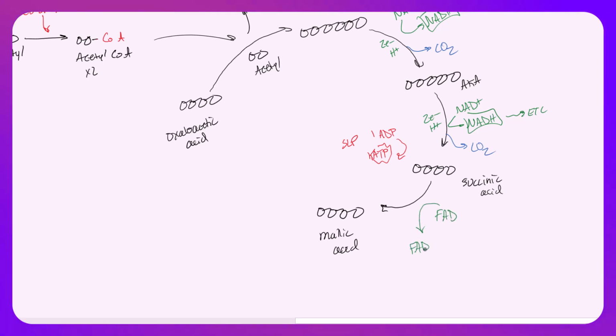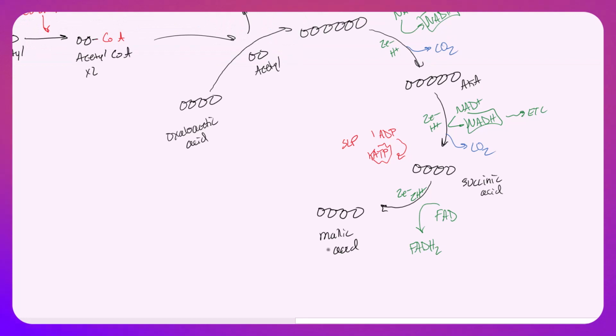That is going to be converted into FADH2. This oxidizer is going to grab a pair of electrons and 2 hydrogen ions. Notice FAD to FADH2, we added 2 hydrogens instead of just adding 1. So 2 electrons and 2 hydrogen ions are going to be added to FAD, converting it into FADH2. That will turn our succinic acid into malic acid.